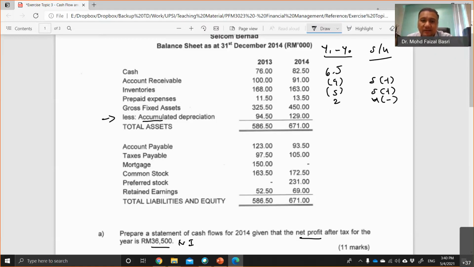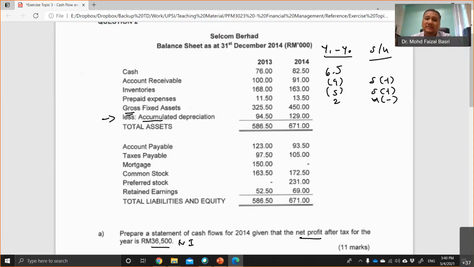Gross fixed assets. This is for our net capital expenditure. The question gave us gross. Depending on the question, it is either net or gross. If it's gross, we just minus, and that is our final answer. But if it's net, like in the slides I shared earlier, for net fixed assets we find the difference and then add the depreciation. But for this question, since they use gross, we only need to minus.